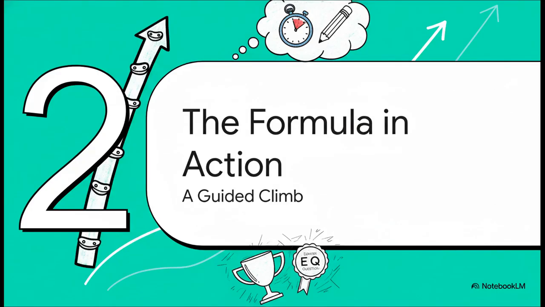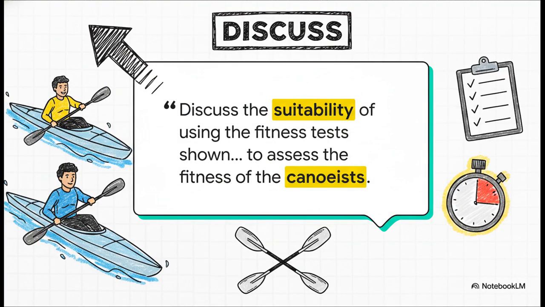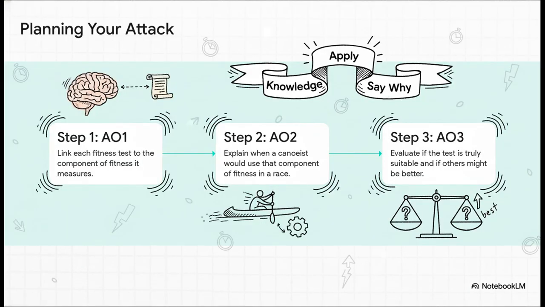Okay, so theory is one thing, but what does this actually look like when you're writing an answer? Let's put our knowledge, apply, say why formula through its paces with a proper Edexcel exam question. So here's our scenario. We have a couple of canoeists and a list of fitness tests they're doing. The question asks us to discuss the suitability of these tests. Now that word right there, discuss, that's a huge clue. It's basically screaming at us that we need to get into that AO3 evaluation. So, what's our game plan?